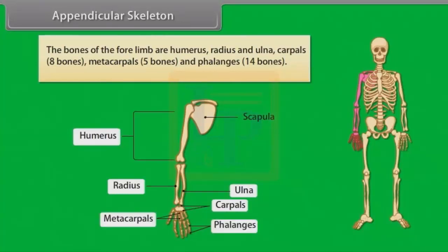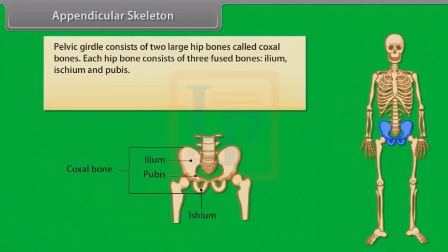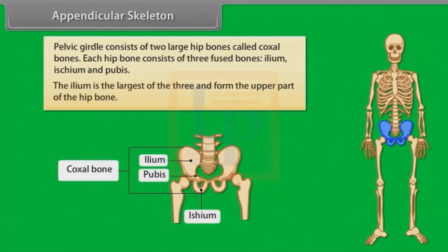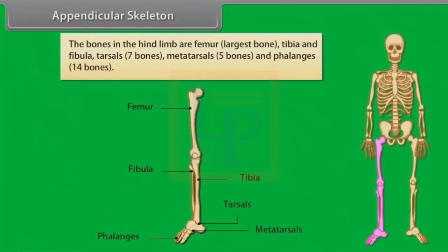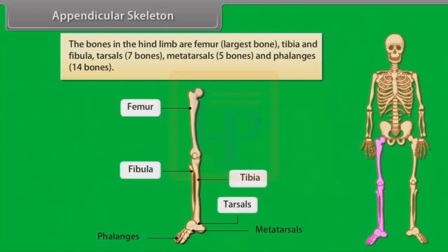The bones of the forelimb are humerus, radius and ulna, carpals 8 bones, metacarpals 5 bones and phalanges 14 bones. Pelvic girdle consists of 2 large hip bones called coxal bones. Each hip bone consists of 3 fused bones, ilium, ischium and pubis. The ilium is the largest of the 3 and forms the upper part of the hip bone. The bones in the hind limb are femur, largest bone, tibia and fibula, tarsals 7 bones, metatarsals 5 bones and phalanges 14 bones.